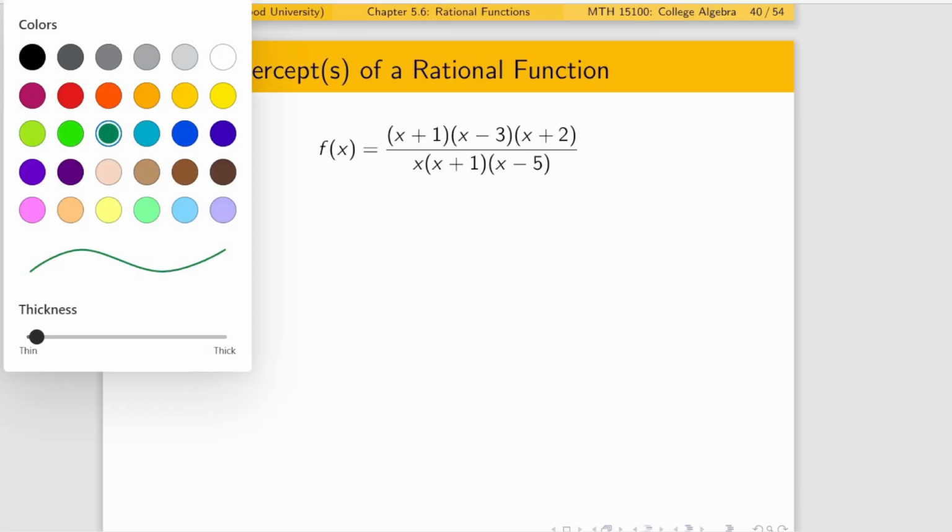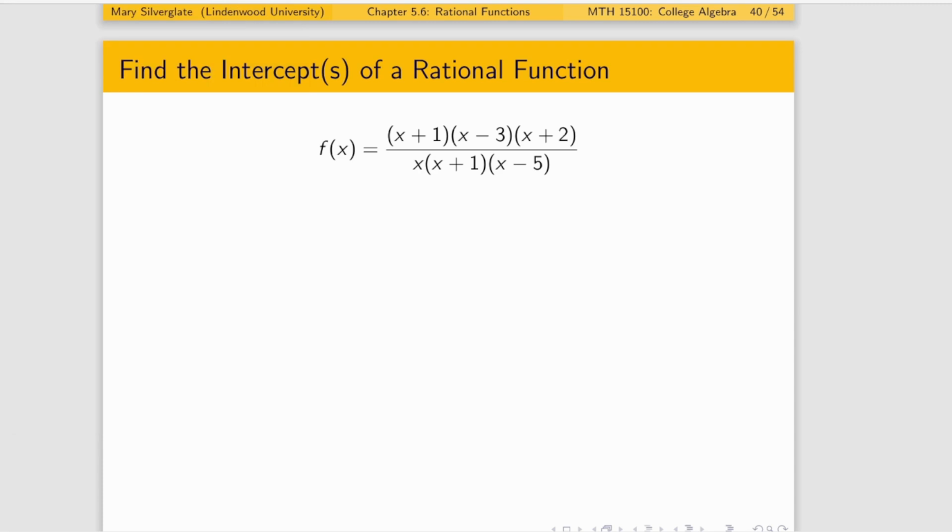Go ahead and pause your video and see if you can go ahead and find all the intercepts of this one. Hopefully you noticed that x plus 1 divided by x plus 1 makes 1, and that I don't want to include those because those are issues in the domain. In particular, x cannot equal negative 1 ever.